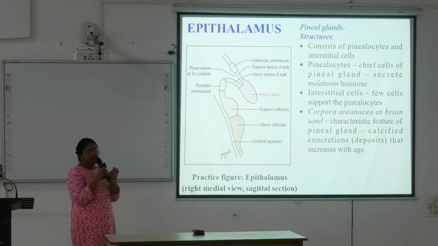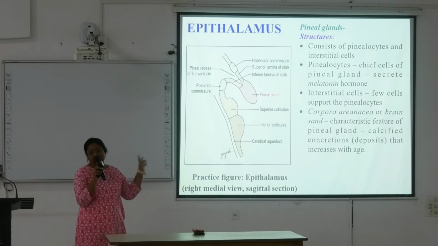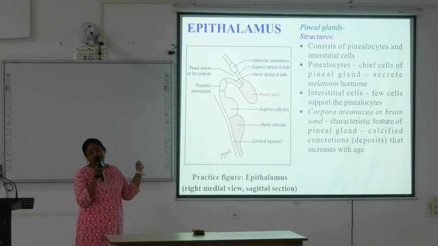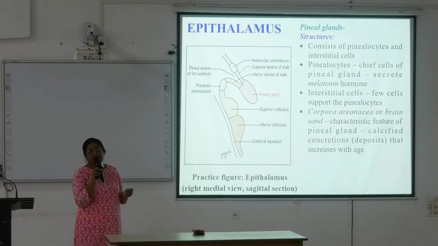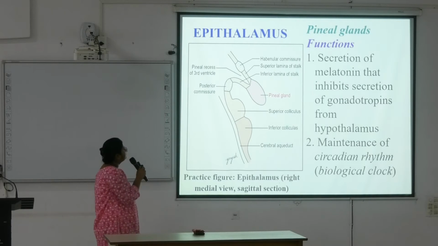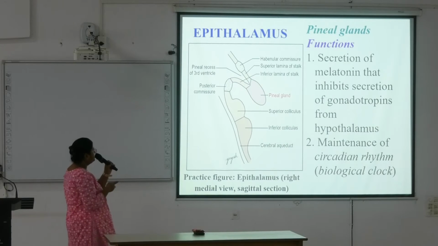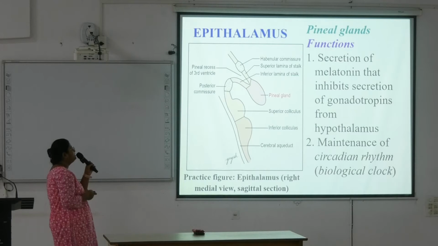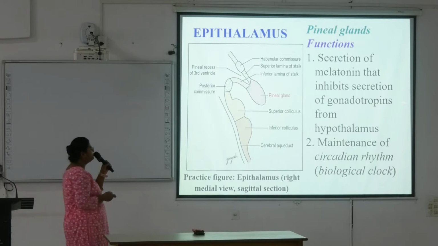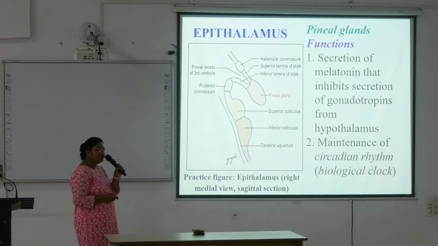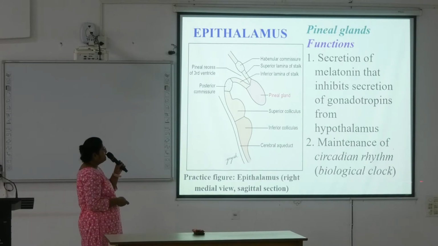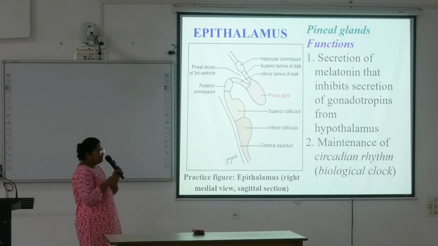There is calcification in some adults near the pineal gland. You can see it as a white dot in your CT scan plate or MRI. Next, what are the functions of the pineal gland? It helps in the secretion of melatonin, which inhibits the secretion of gonadotropin from the hypothalamus. Maintenance of circadian rhythm, that is the biological cycle.